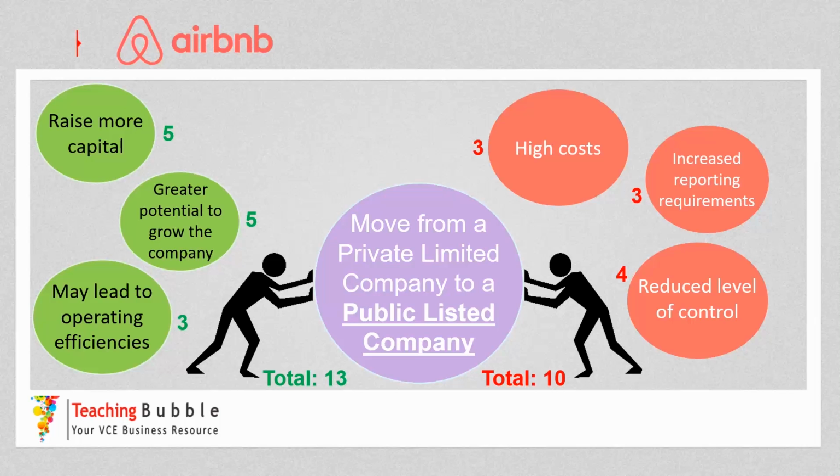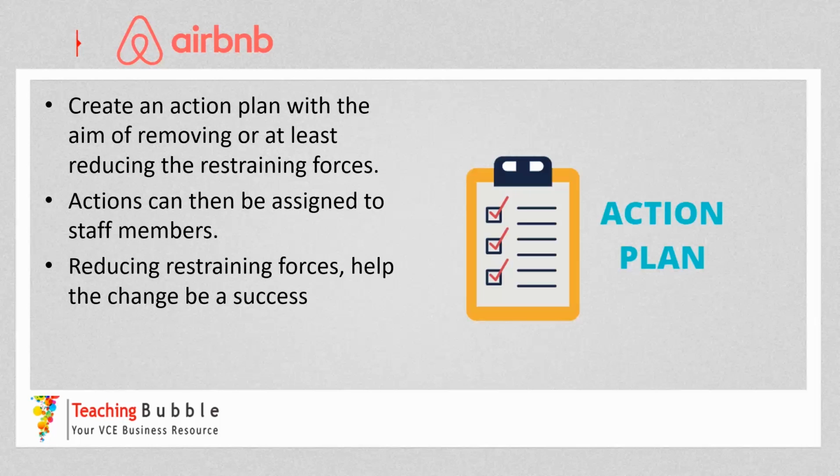Now, once that analysis has been completed, the next step would be to conduct an action plan, which would be developed where tasks would be created and assigned to employees with the aim of either removing or at least reducing the strength of the restraining forces, giving the change a greater chance of being implemented successfully so that those driving forces far outweigh the strength of the restraining forces. So once that's done, the managers can then make a decision about whether it's worth investing the resources into the change, and they get a clear picture of whether they think it's going to be successful.